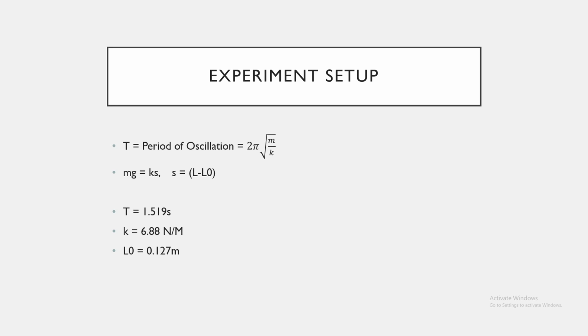And the second formula to find L naught, since we're only looking at the gravitational force and spring force, I set mg equal to ks, where s is equal to L minus L naught, and plugging in values again gets you 0.127 meters for the unstretched length.